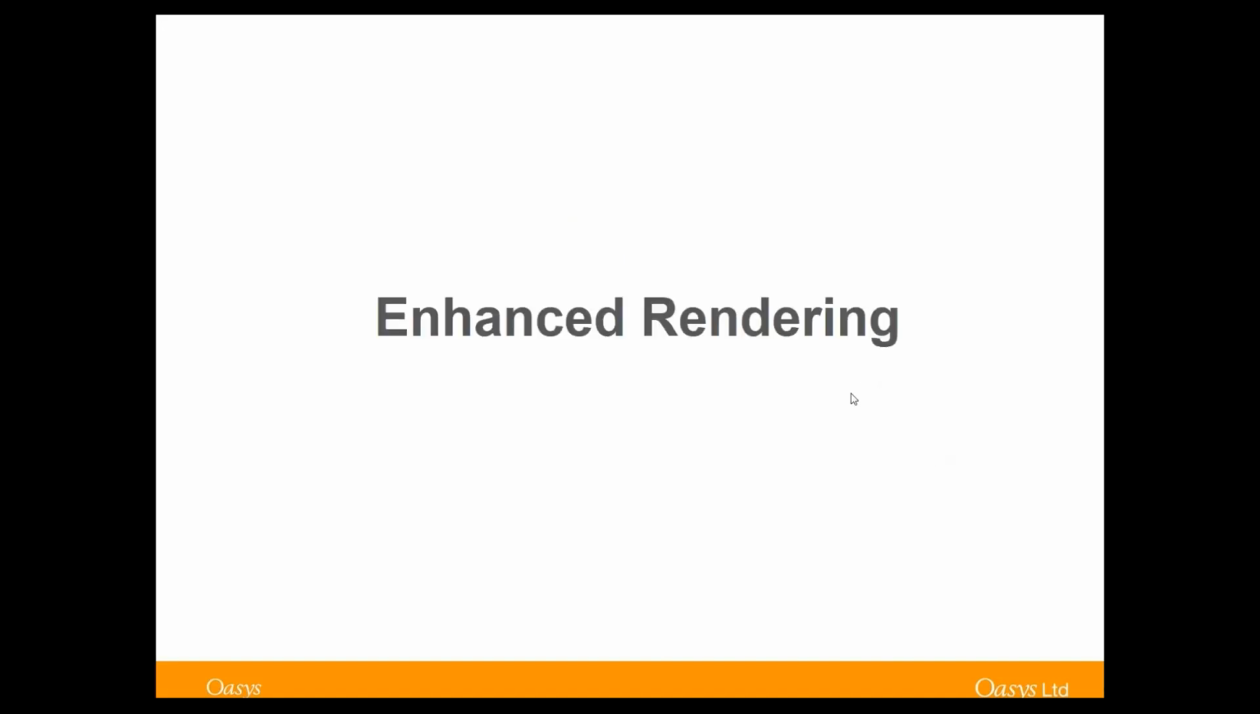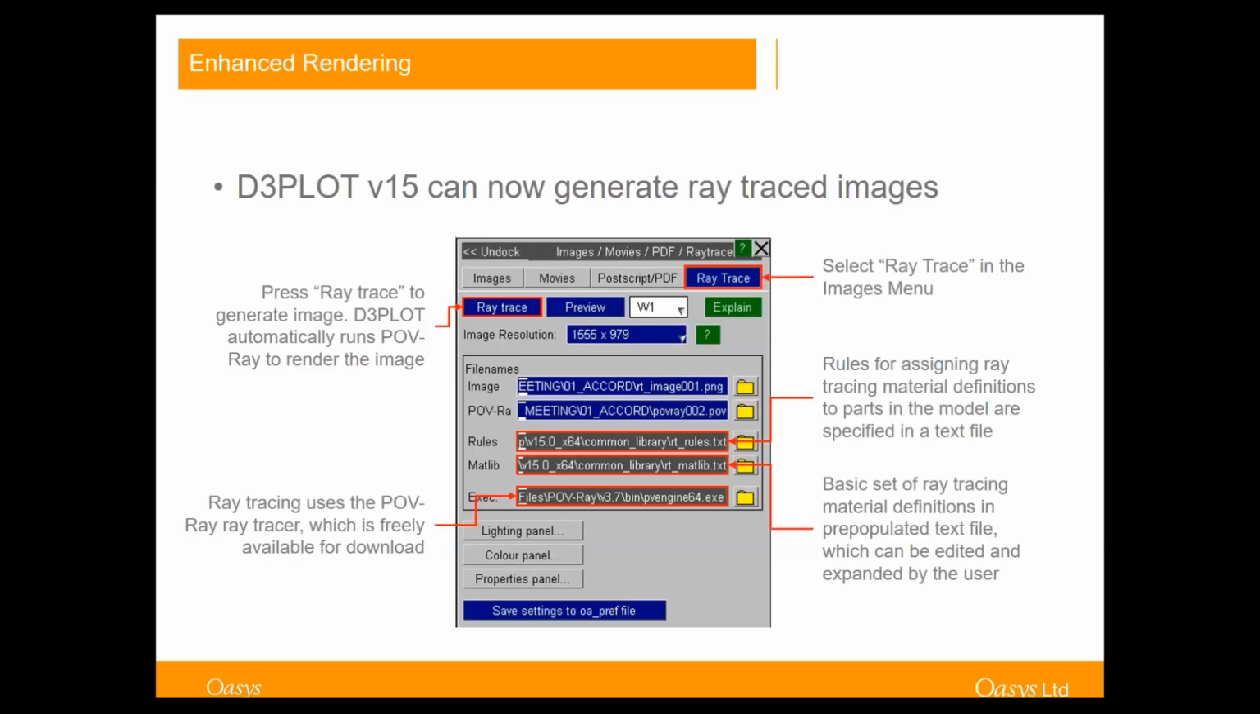So that brings me on to, I think, the final item in the presentation, which is enhanced rendering. This again is in D3PLOT. We know from having spoken to users that being able to produce high quality graphical output is important. So we've begun to develop a ray traced image capability in D3PLOT. In the images menu, you'll now find a new image type called ray trace, which is up at the top right here.